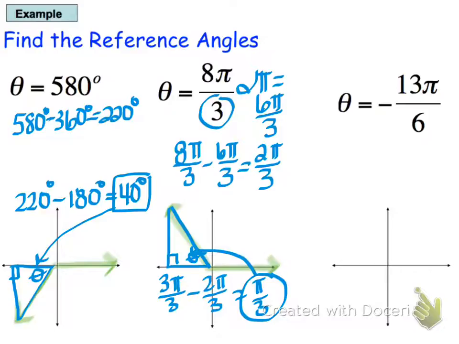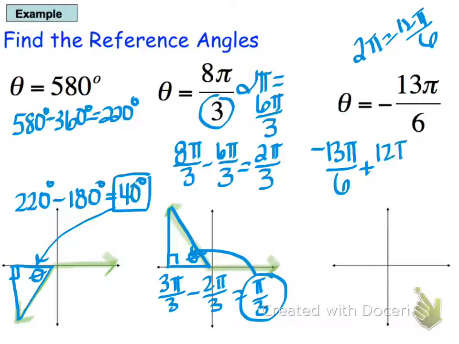And finally, negative 13 pi over 6. Once again, 2 pi in terms of sixths is 12 of them. So let's go ahead and get out of the negatives by finding a coterminal angle. So I'm going to add 12 pi over 6 here. When I do that, I get negative pi over 6. Now, I can do it again to get positive, but I'm actually instead going to use the negative pi over 6 because that one's not so hard to work with. That's just going to be right down here.